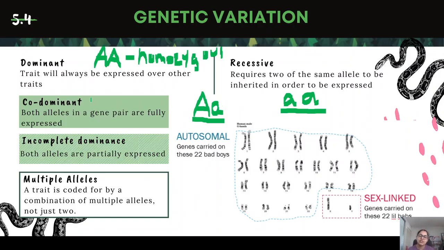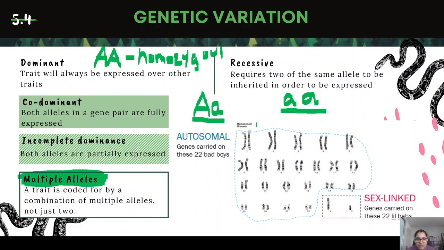This is how they're expressed. A gene or allele is codominant if both alleles in a gene pair are fully expressed. If they're both fully expressed, they're codominant. If they're both partially expressed, it is incomplete dominance. And there can be multiple alleles. So a trait can be coded for by multiple alleles, not just two, but multiple different alleles can code for a gene. And we'll talk about what that means in a second.